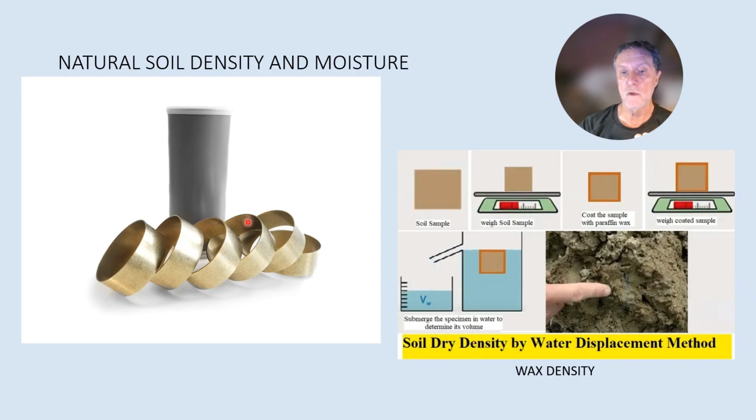And you can get their natural density. Here's another way of doing it, a wax density procedure. You take that soil sample, you weigh it, then you coat the sample with wax, you weigh the coated sample, you submerge the sample in water to determine its volume of water displaced, and that way you can determine the density.